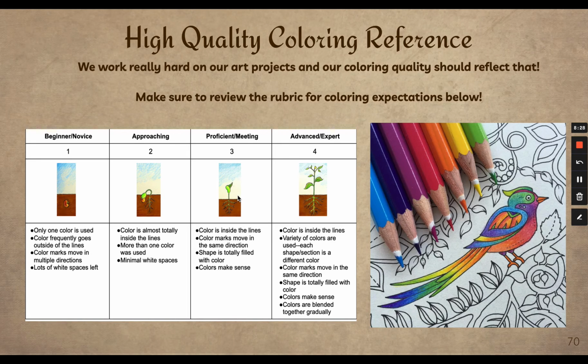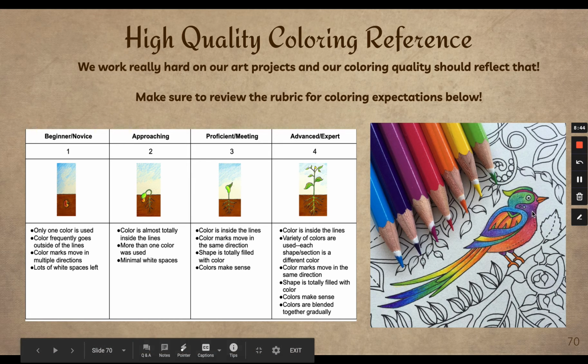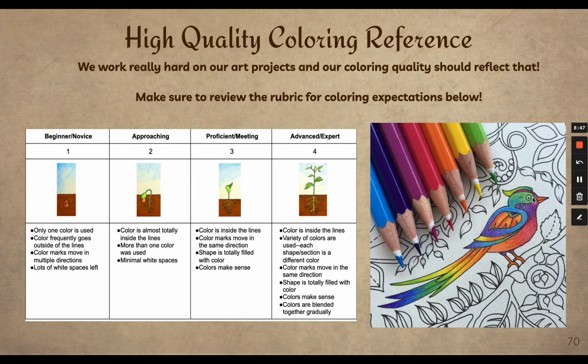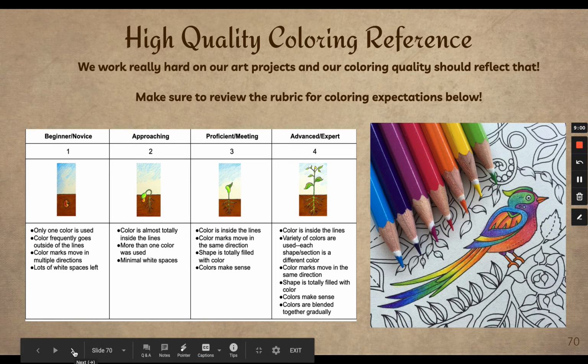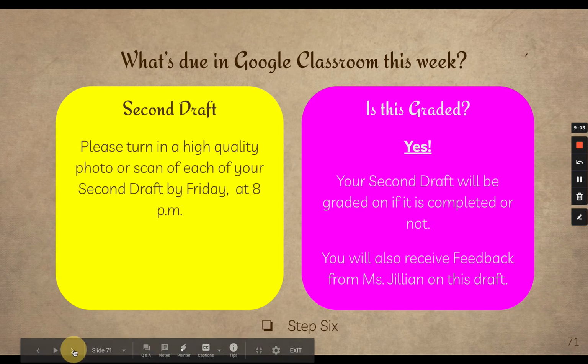A 3 means we've met our target, our work is nice and neat, our colors make sense, our colors are inside the lines. And if we are at an expert, we are going above and beyond, we have fully bloomed, and it looks a little bit like this coloring right over here with this bird. You can see that the person who colored this in stayed inside the lines, they used multiple colors, they added some shading. Again, if that's something you want to try, this draft is the time to try it so that you get familiar with what that feels like. It might not turn out the first time. That's okay.